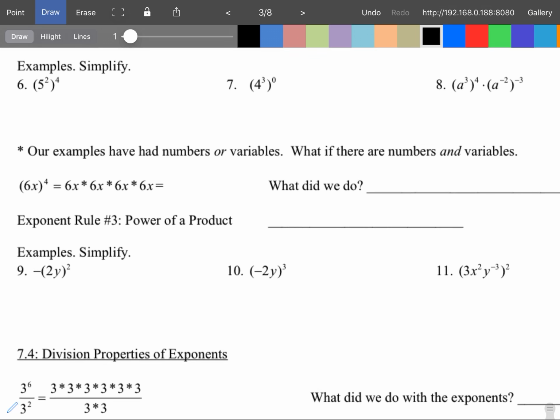But again, we can multiply in any order we want. So this could be 6 times 6 times 6 times 6 times x times x times x times x. So then hopefully you see what we end up with is 6 to the 4th power times x to the 4th power. So what did we do? Well, when we have a product of 2 factors, we end up putting the exponent or the power onto both of them. So the power goes on the 6, and the power also goes on the x.